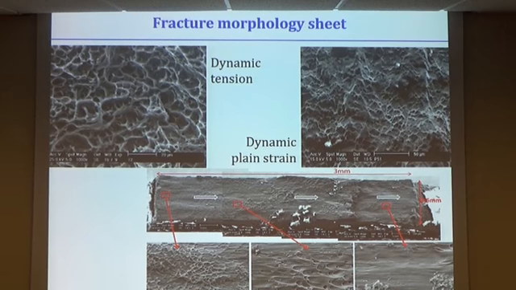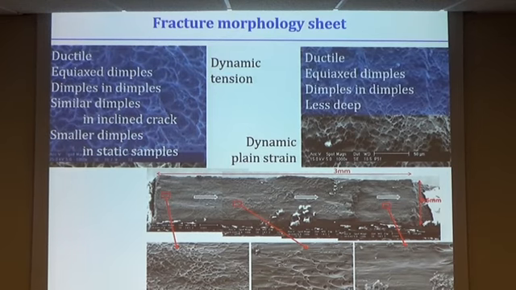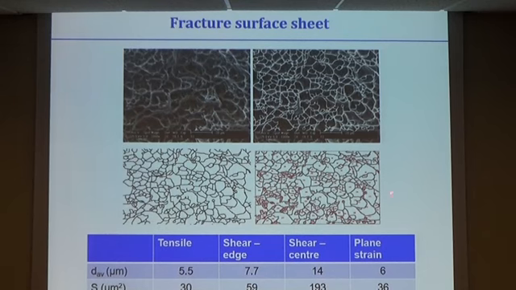So clear from all these samples was that we had a ductile fracture. In all the cases, we clearly observed dimples. There was a slight difference in size between the dynamic tension and the plane strain experiment, and a much more pronounced difference in size of the dimples in the middle of the shear experiment. Not close to the boundaries, because there you have conditions very close to uniaxial stress, and there indeed we observed that the dimples were very close in size to the ones we had in the tension experiments. So very much in line with expectations.